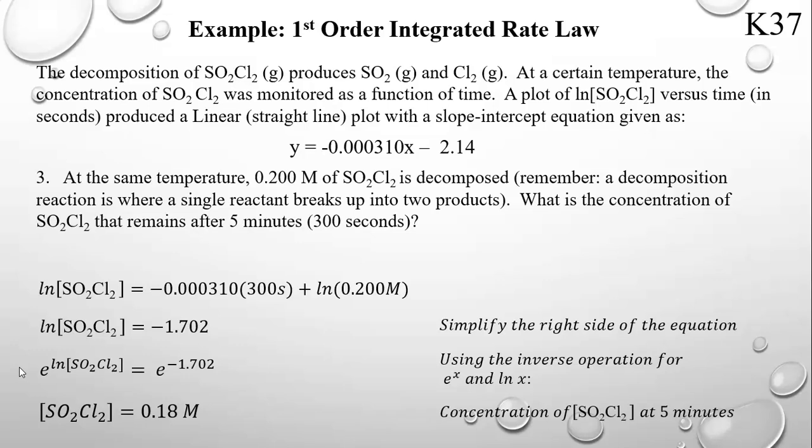It's not how much was used up. Sometimes students make that mistake. They think that's how much is used. No, it's how much is left. So you started with 0.200 and you ended up after 5 minutes with 0.18. And there that is. So that answered the question: what is the concentration of SO2Cl2?